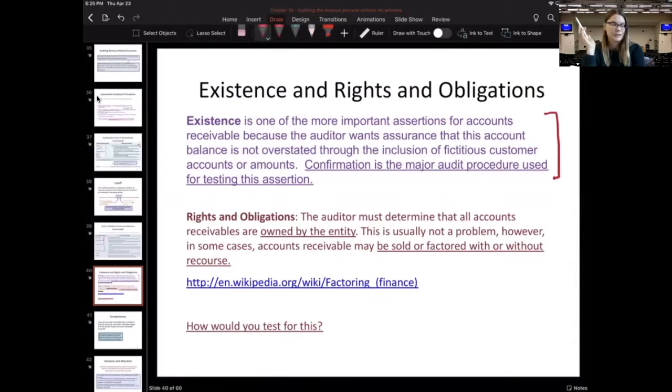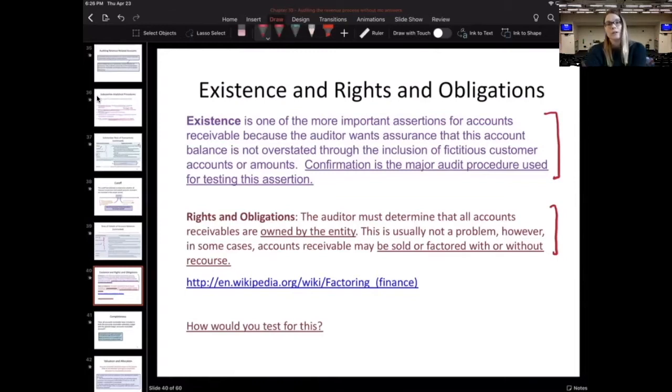We actually, at the very end of this, have a whole little module on confirmations. So for now, I'm just going to leave you in suspense for a few minutes. We're going to move on and talk about everything else, and then at the end, we have that little module on confirmations, so we're going to come back to it. So next up is rights and obligations. This is all about making sure that the accounts receivable are actually owned by the entity.